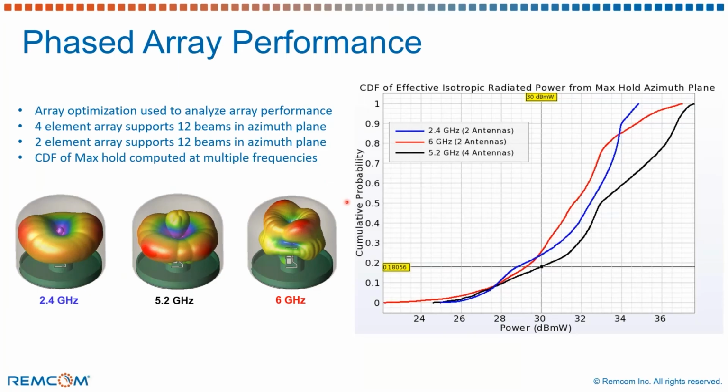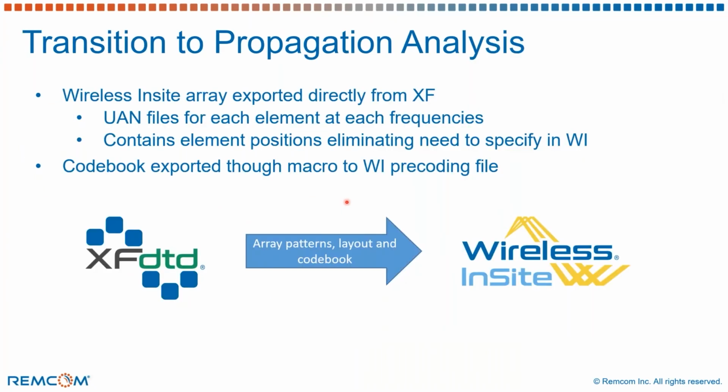Coming back to the presentation, the next step from here would be to transmit the UAN files, which contain the radiation characteristics of the array, and also move the codebook into Wireless InSite, which Sam would be utilizing in Wireless InSite to perform propagation analysis.